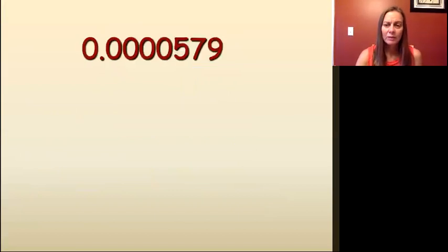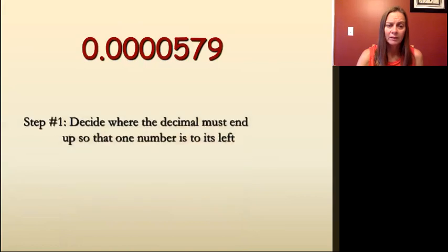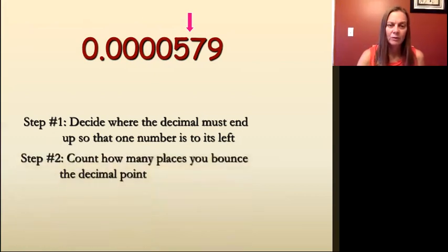All right, let's practice with a really small number. This time we don't have to insert an understood decimal point. The decimal point is there, and we're going to figure out where we need to move it so that there will be 1 number to the left of the decimal. This time we're going to put the decimal point between the 5 and the 7. Notice that that gives us 1 number to the left. We don't care how many numbers are to the right of the decimal point; we care that there's only one number to its left. Now we count how many places we moved the decimal point: 1, 2, 3, 4, 5.